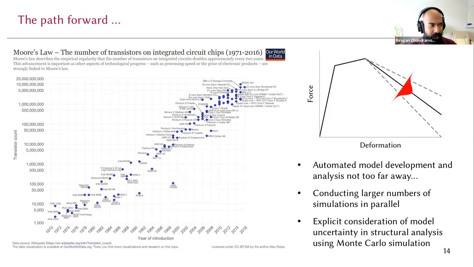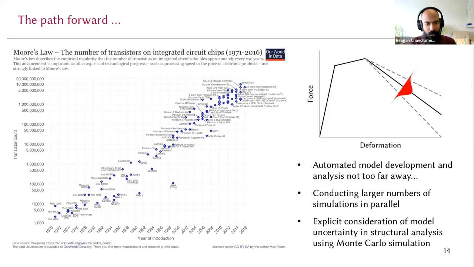So this could be conducting analyses using large numbers of ground motions simultaneously, or the same ground motion under large numbers of variants of your structural model. Which leads me to the next point about explicitly considering model uncertainty in our structural analysis using Monte Carlo simulation. Current practice, we typically analyze one structural model using a large number of ground motions. That is definitely better than analyzing one structure under one ground motion.